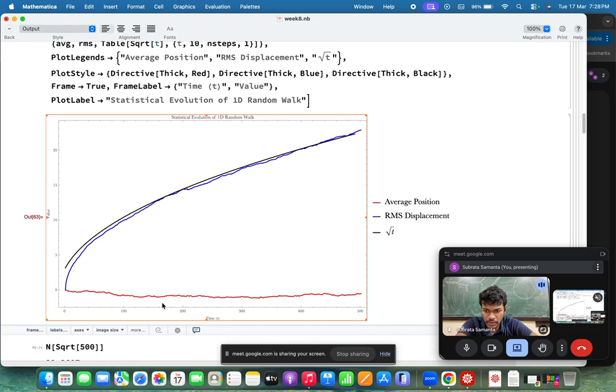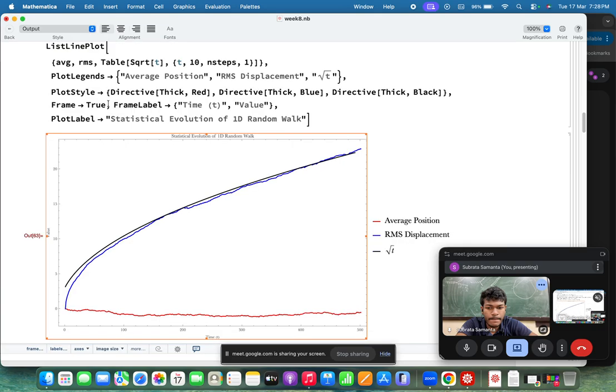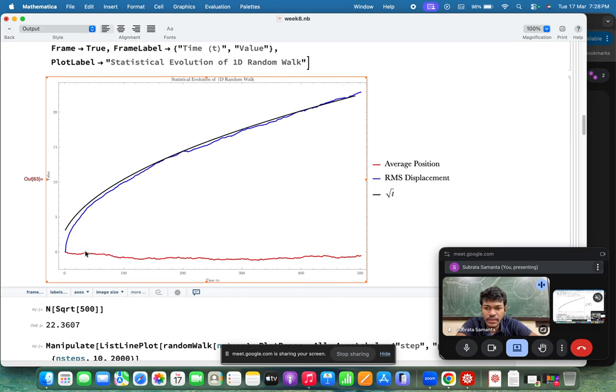So this is actually what happens. Here I use 10,000 paths. At each timestamp you see the average position is very close to 0, almost 0, whatever your time slice is. But the RMS displacement, the blue one, is basically increasing once you increase your time.